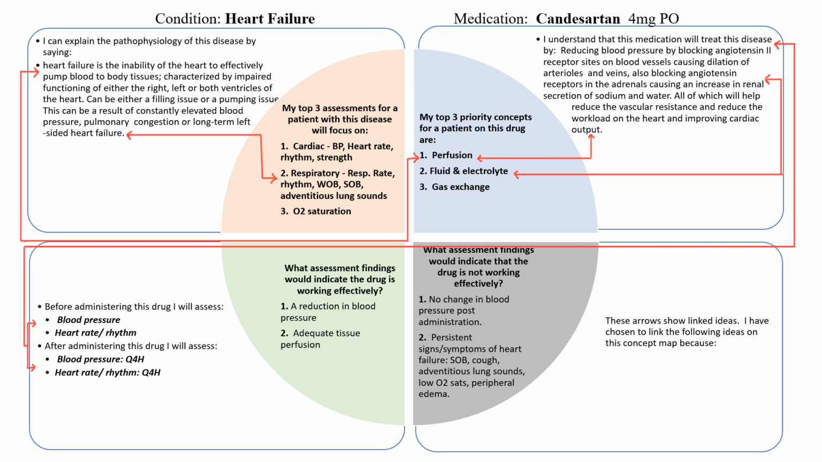And I understand that this medication will treat this disease by reducing blood pressure by blocking the angiotensin II receptor sites on blood vessels, causing dilation of arterioles and veins. Also blocking the angiotensin receptors on the adrenals, causing an increase in renal secretion of sodium and water, all of which will help to reduce the vascular resistance and reduce the workload on the heart, improving the cardiac output.